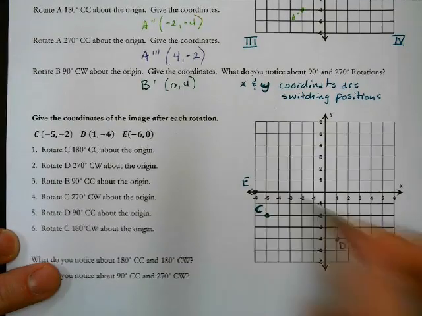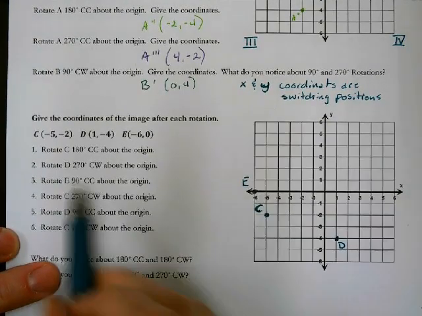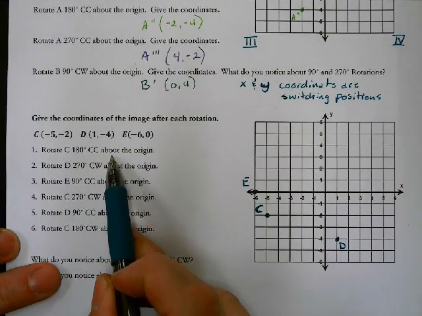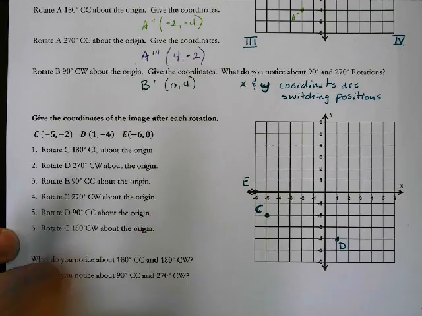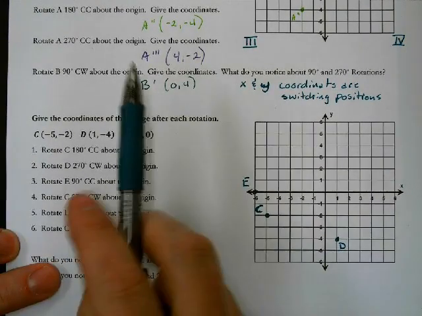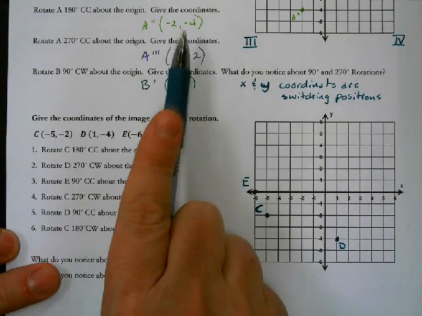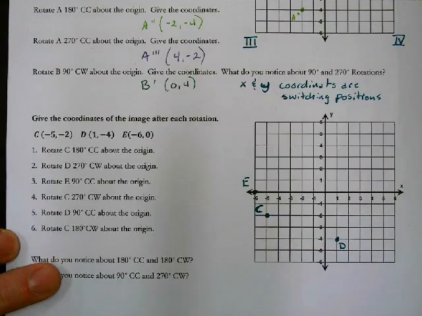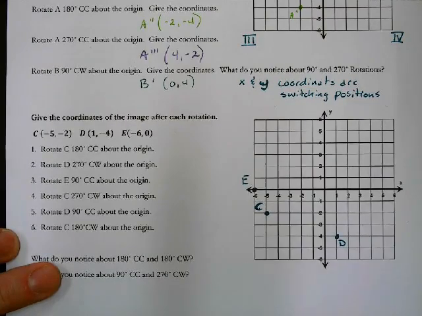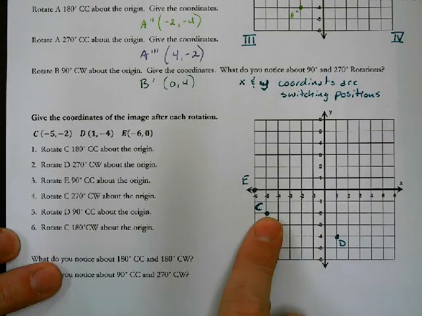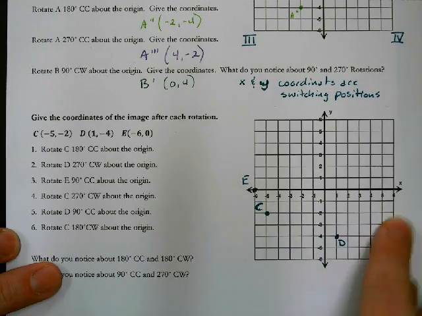All right, so rotate C 180 degrees counterclockwise about the origin. Okay, I can predict where this is going to end up being because of the pattern that we saw on the last one up here. But let's go ahead and spin it. So if I go 180 counterclockwise, that means this direction here. So I'm watching C. That is going to move 2 quadrants. It should end up over here in the first quadrant.